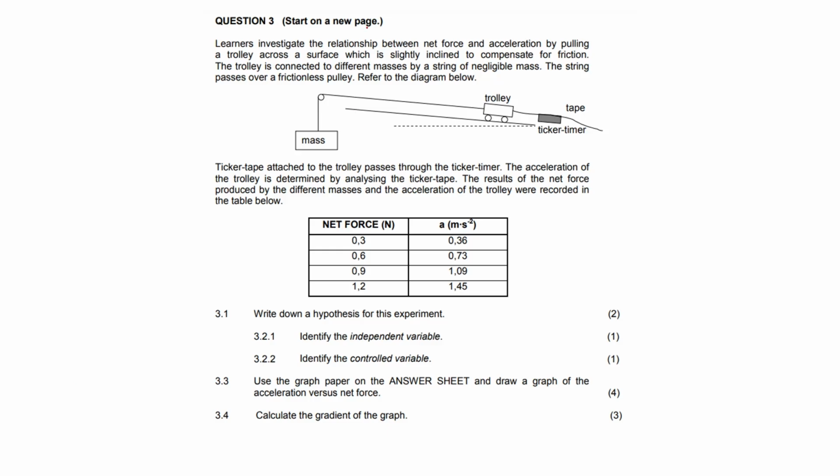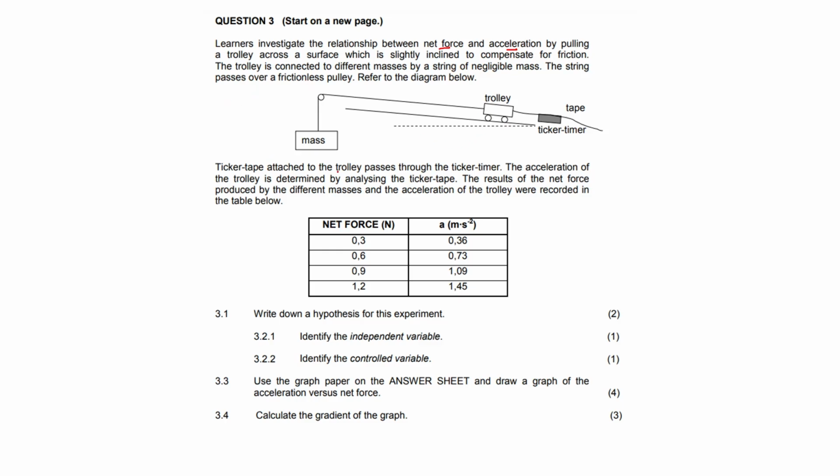Hi guys, let's take a look at this question where learners investigated the relationship between the net force and acceleration by pulling a trolley across a surface which is slightly inclined to compensate for friction. The trolley is connected to different masses by a string of negligible mass, and the string passes over a frictionless pulley. And then they give you a nice diagram.